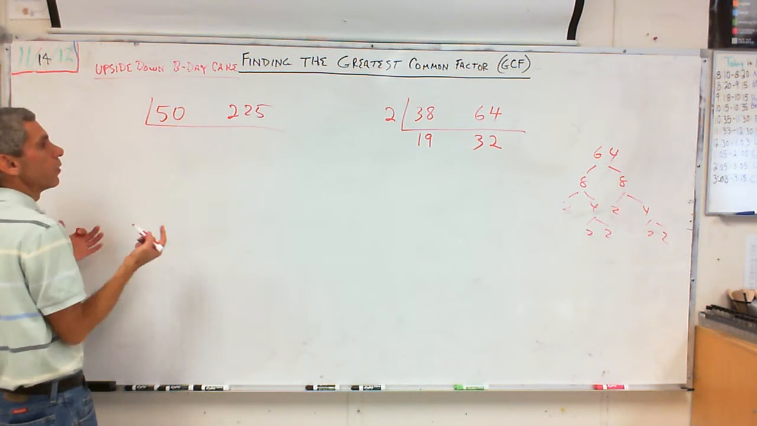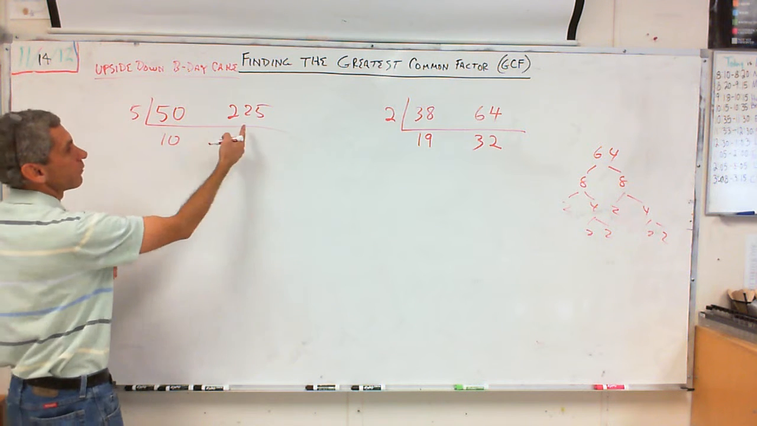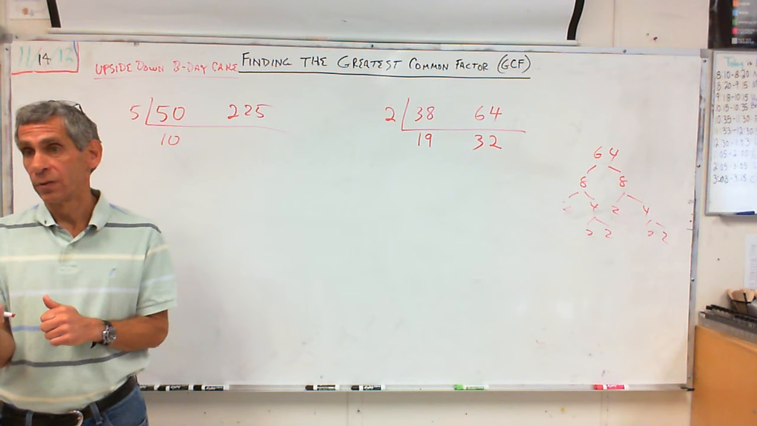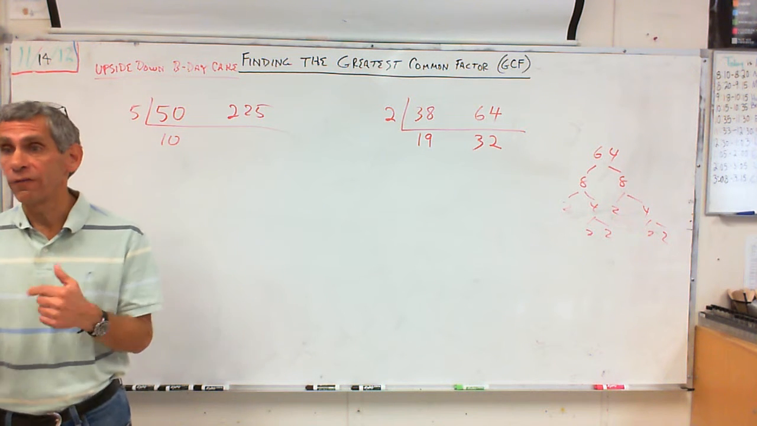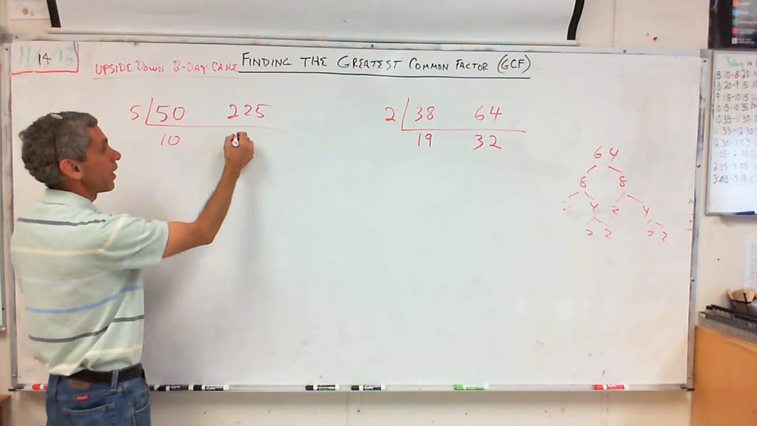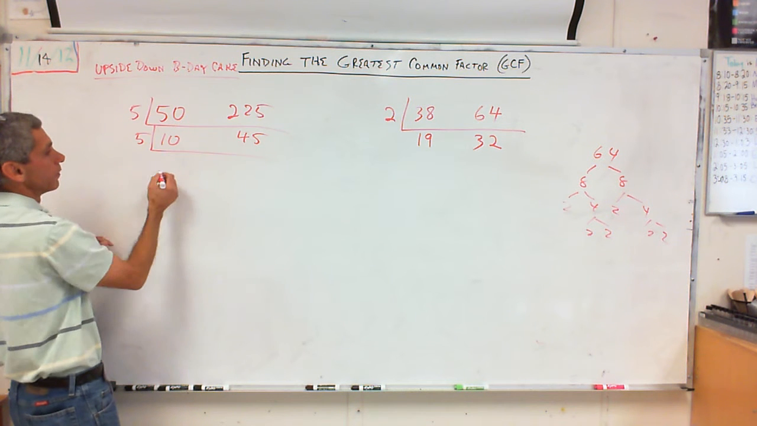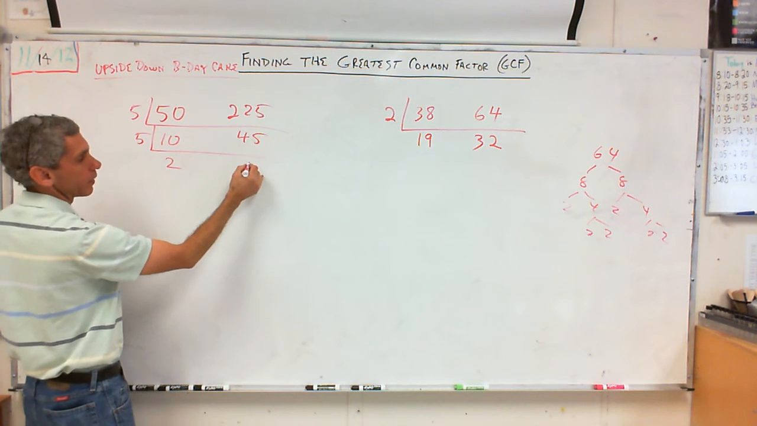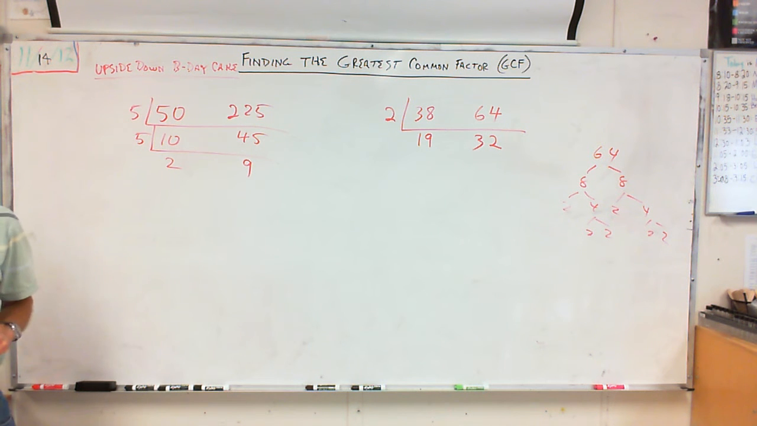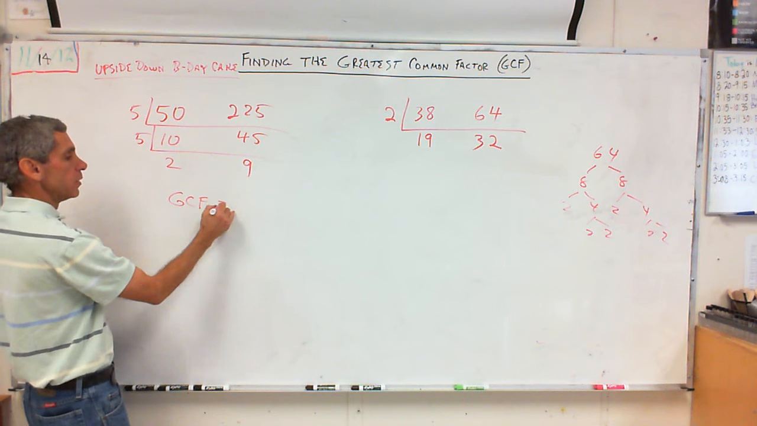I would rather just say, well, I know 5 goes into both of them, right? 5 goes into 50 10 times, 5 goes into 100 20 times, 5 goes into 200 40 times. And 5 goes into 225 45 times. So 5 goes into both of these. 5 goes into that twice, 5 goes into this 9 times. Oh, so my greatest common factor is 25. 5 times 5, greatest common factor is 25.